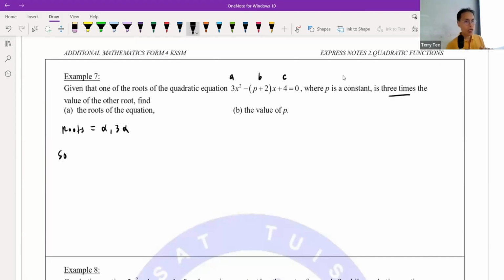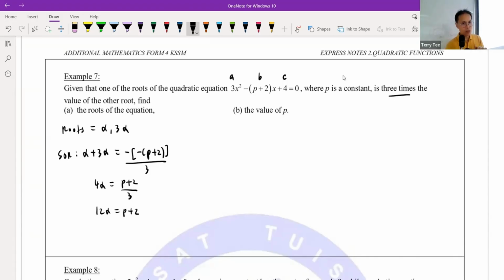So let's do our SOR. Alpha plus 3 alpha is negative B. Take note that your B itself has another negative, so it is p plus 2 over 3. So this is 4 alpha equals p plus 2 over 3. Now, I don't know what to do with this. Maybe we can make p the subject, right? Multiply over, 12 alpha is p plus 2. p is 12 alpha minus 2. Even if you leave it here, also okay. I'll just leave this out because we can't solve this, as we have two unknowns.